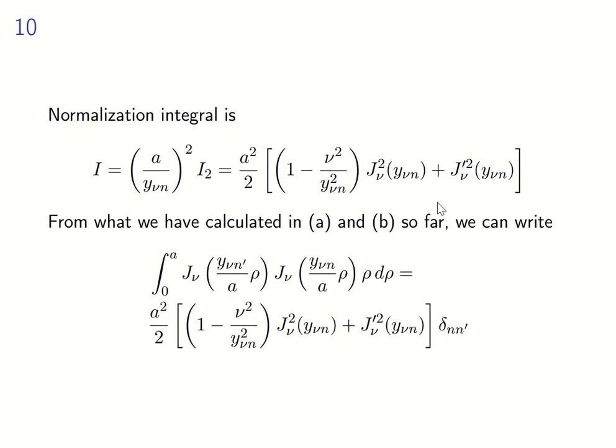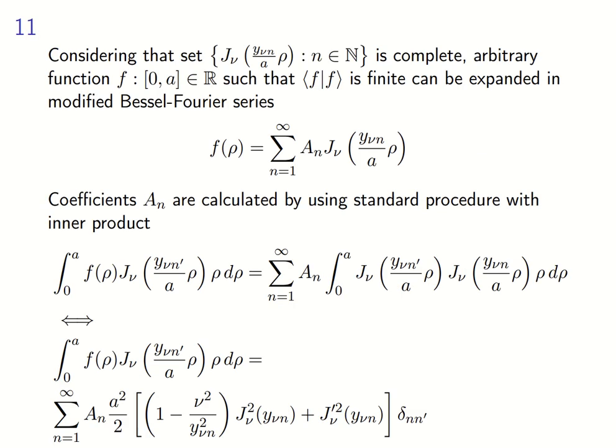The normalization integral I is now given by this expression, and now we can sum up what we have calculated in parts A and B so far in this orthogonality relation involving the Kronecker delta function. Considering that set S is complete, an arbitrary square integrable function on the interval from 0 to a can be expanded in the modified Bessel-Fourier series with coefficients calculated by using orthogonality relations for functions from set S. And here is the calculation of these coefficients.